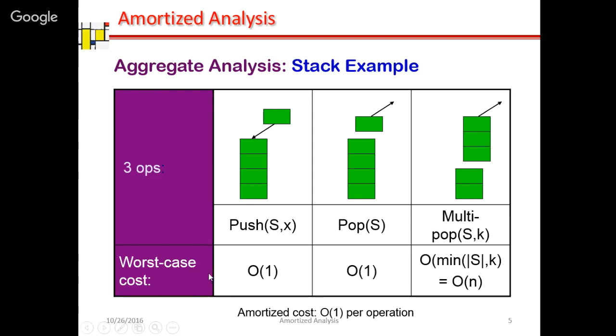So we see that the worst case time for each operation in aggregate analysis is O(1) for push, also O(1) for pop, and O(n) for multi-pop. S is the stack, K is the number of items you want to pop at that time, and x is the item being added onto the stack. The amortized cost is O(1) per operation.